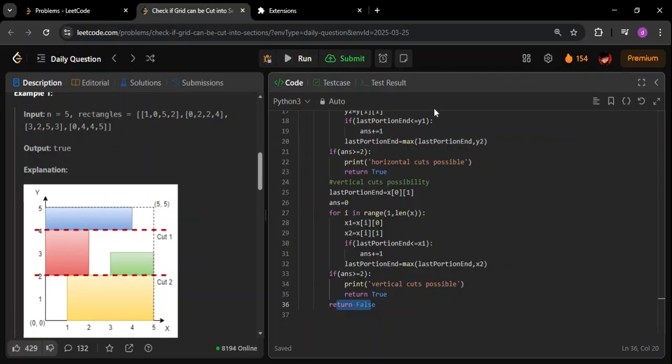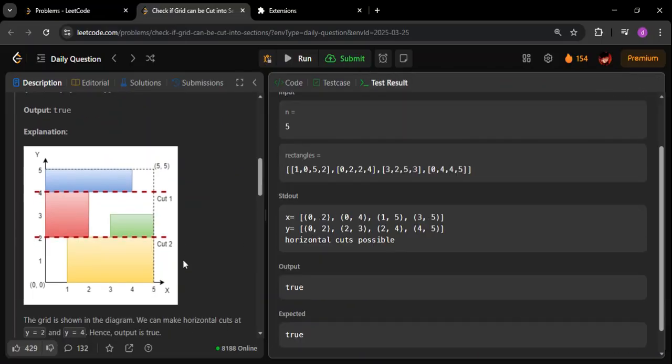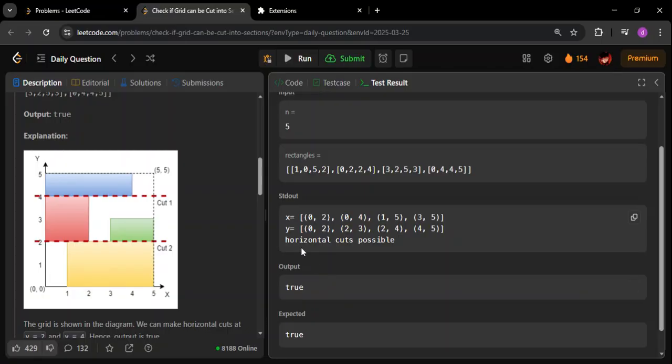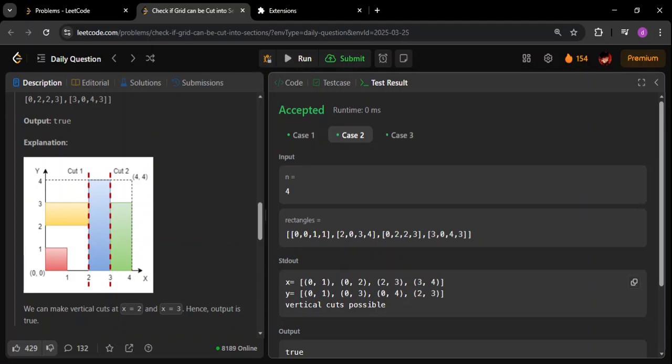Okay, so let me quickly show you the results for both the examples. See here, in example number one, if you see, a horizontal cut is forming. Okay, so I'm writing that a horizontal cut is possible. Similarly, if you go for example number two, here actually a vertical cut is coming, so I'm just writing vertical cut is possible. Okay, for getting the vertical cut, you have to basically analyze this particular array.